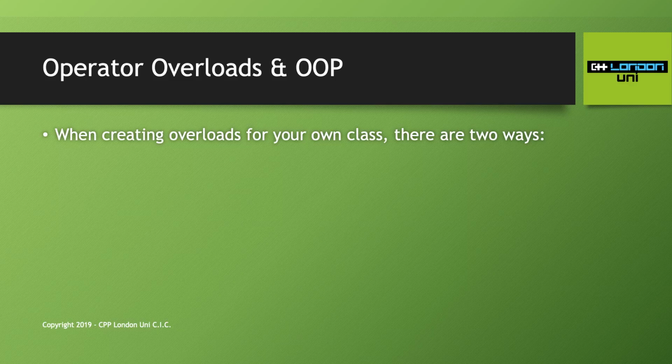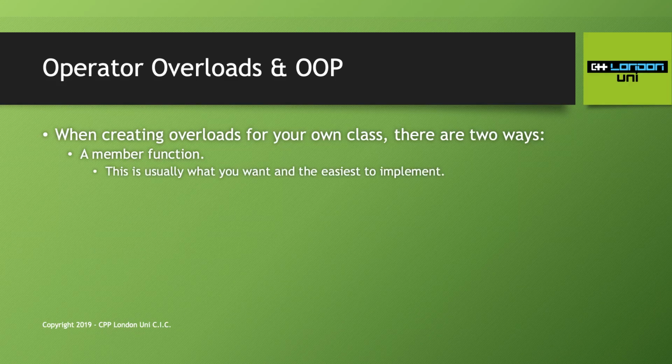So when you're creating these overloads for your class, there are essentially two basic ways of doing it. You can do it as a member function, literally inside the class. It makes your life easier probably, because if it's a member function, it's part of the class, it can access private data and all that good stuff, no problem. It's usually what you want to do, and it is the easiest to implement. Of course, there's exceptions, but usually start with a member function.